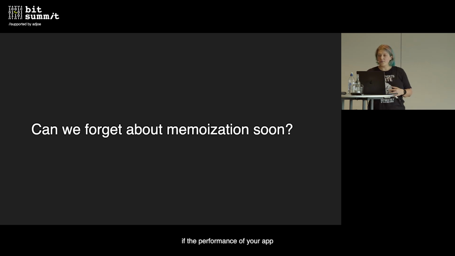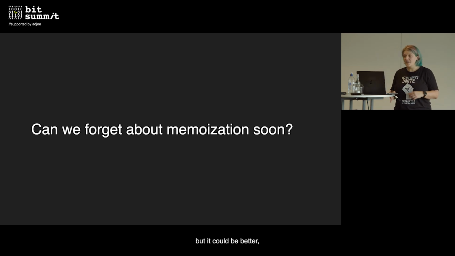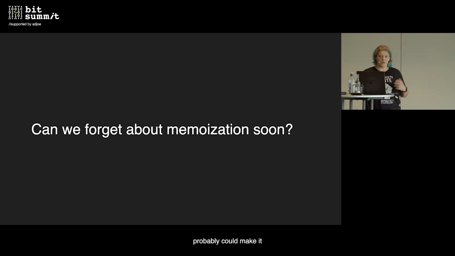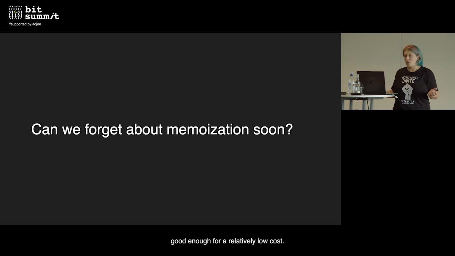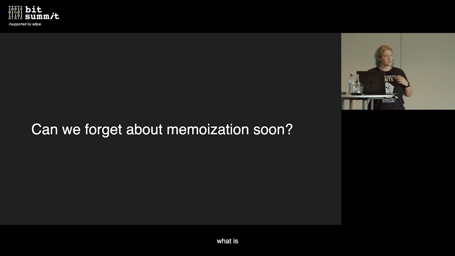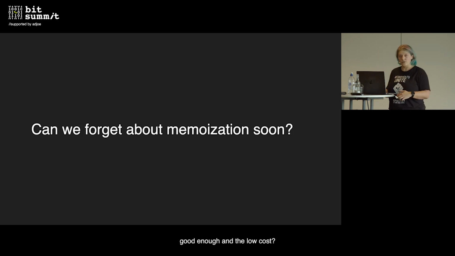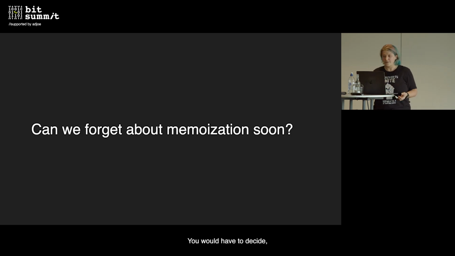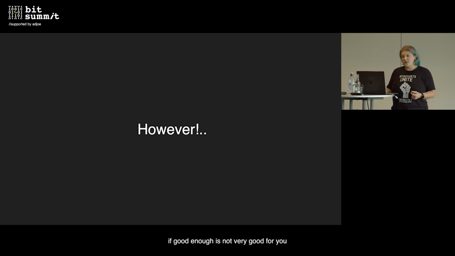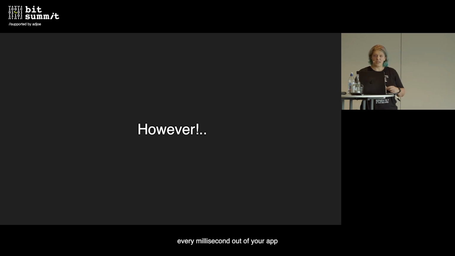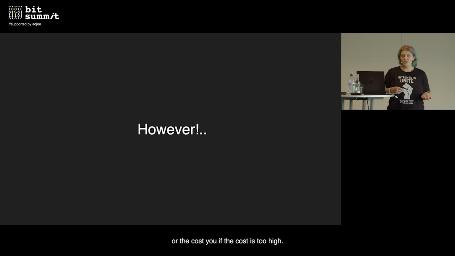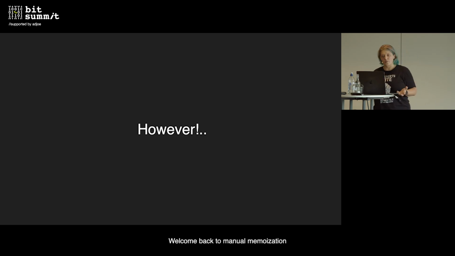If the performance of your app is not really the most important thing in the world, or if it's okay-ish, but it could be better, then enabling the compiler probably could make it good enough for a relatively low cost. What is the definition of good enough and low cost? It will be completely up to you. You would have to decide. But I suspect that for most people, turning on the compiler and just forgetting about memoization will be a good enough solution. However, if good enough is not really good for you, and you need to squeeze every millisecond out of your app, or if the cost is too high, welcome back to manual memoization.